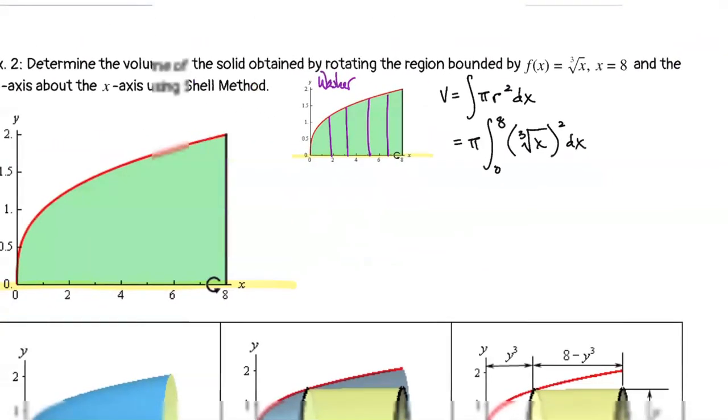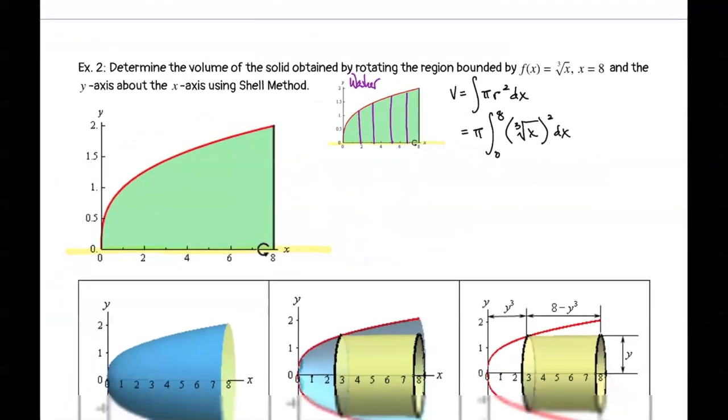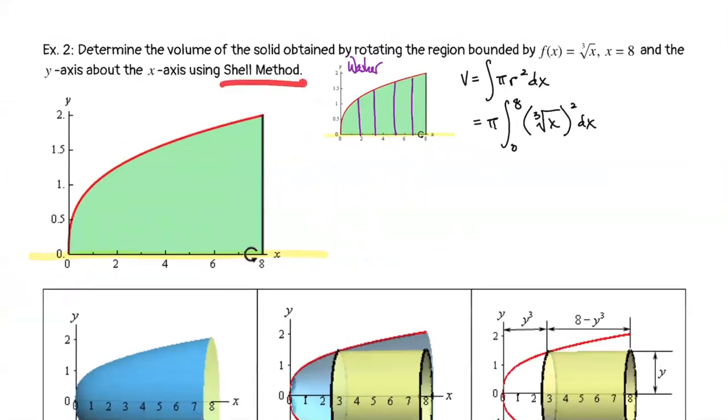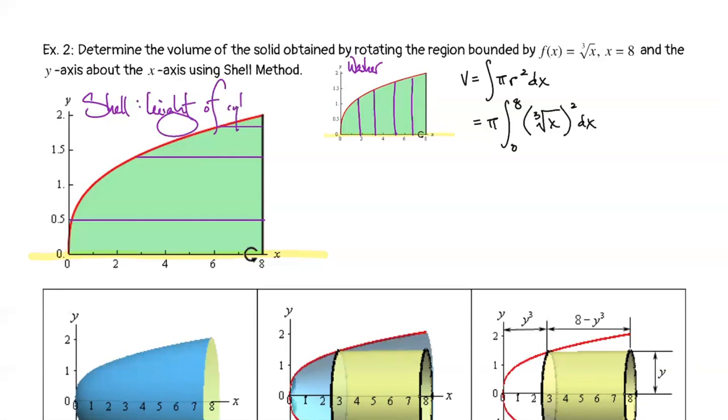Now, I want to go back to this original question though, because this question asks us to use shell method. As soon as they ask us to use shell method and we have our axis of revolution, which direction should we draw our purple lines? Good, our purple lines should be parallel to my axis of revolution, right? And all of these lines represent the height of a cylinder.